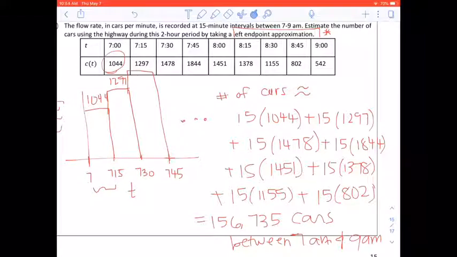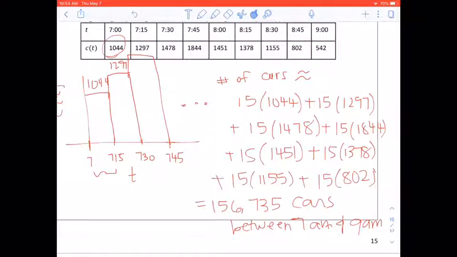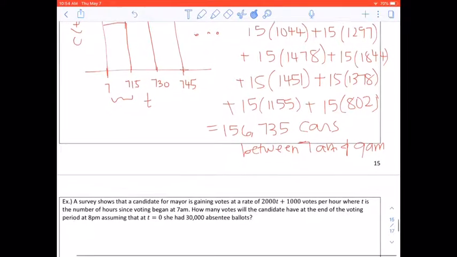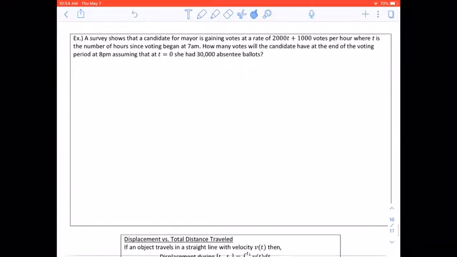Again, if it helps to draw out that table as a graph for the whole thing to look at and get a better idea of what's going on, definitely do that. The next example that we have on page 16 says a survey shows that a candidate for mayor is gaining votes at a rate of 2,000 t plus 1,000 votes per hour, where t is the number of hours since voting began at 7 a.m. How many votes will the candidate have at the end of the voting period at 8 p.m., assuming that at t equals 0, she had an initial 30,000 absentee ballots?